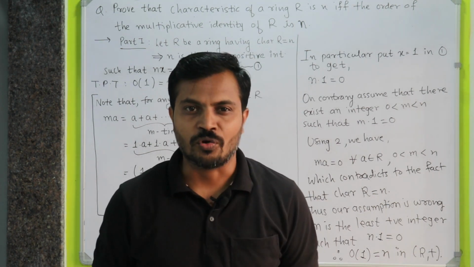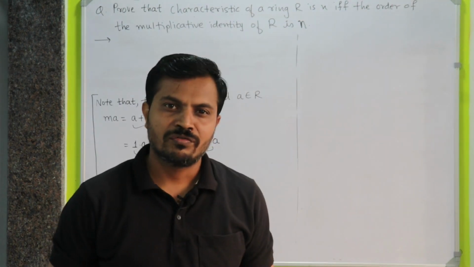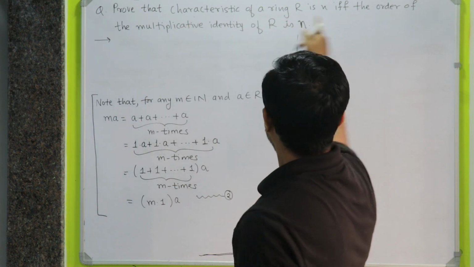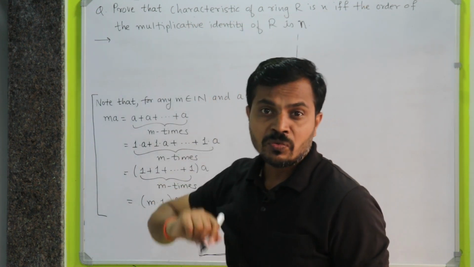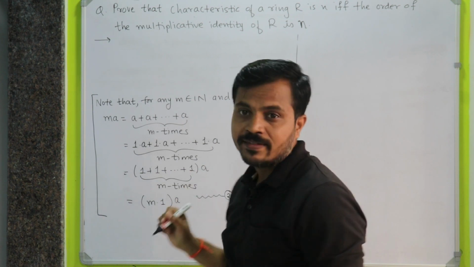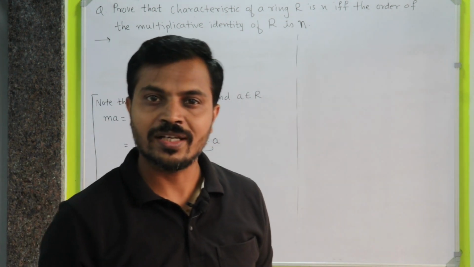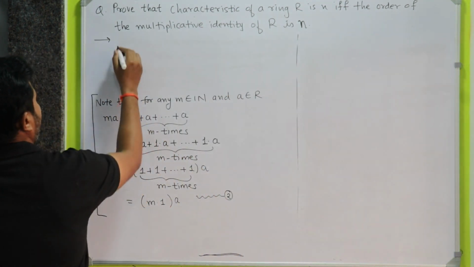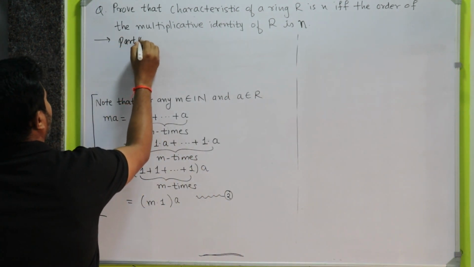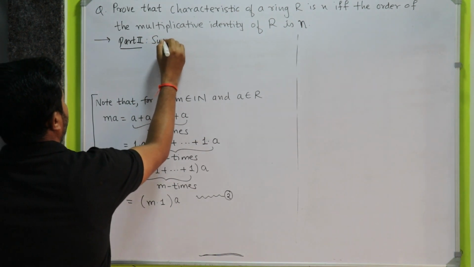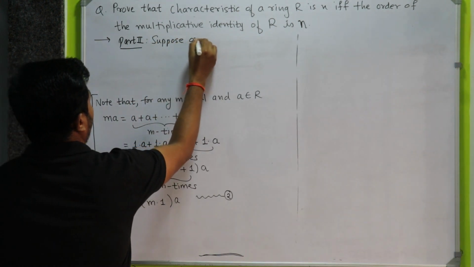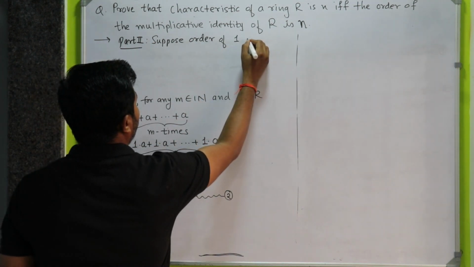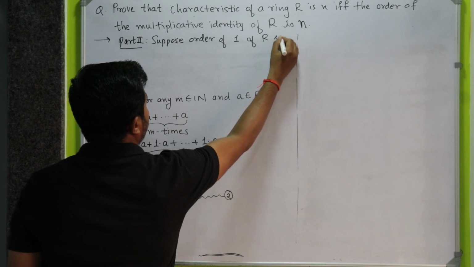Now we will go for the converse. Now we are going to prove the converse. So we will assume that the order of the multiplicative identity of R is n. Remember, for the multiplicative identity we are using the notation 1. So I will say this is the converse. So part 2, suppose the order of 1, that is the multiplicative identity of R, is n.